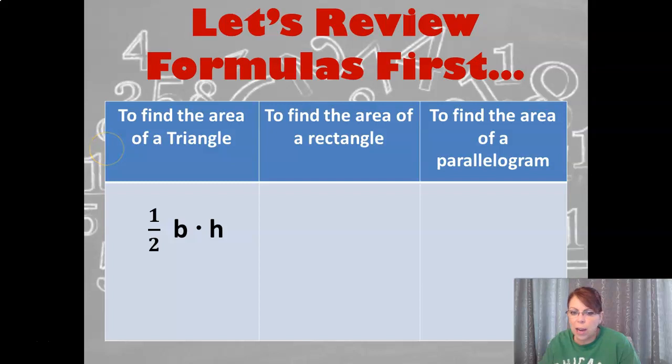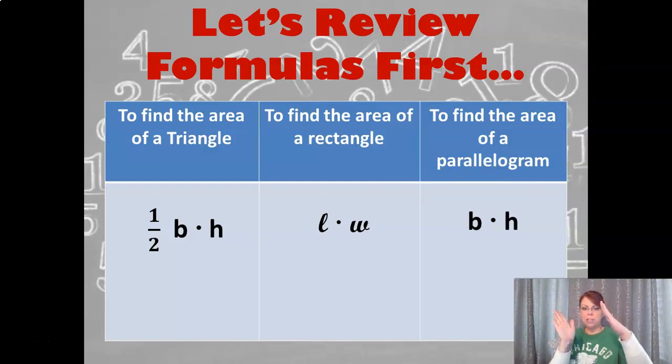So the area of a triangle, if you guys need this as a little cheat sheet, because this whole distance learning thing is so crazy. So if you need a little cheat sheet, this is the one that you want to write down. Area of a triangle, that formula is half of the base times the height, or base times height divided by 2. To find the area of a rectangle, that's just length times width, which is the exact same thing as base times height. And then to find the area of a parallelogram, remember a parallelogram is just a rectangle that's tilted, right? It's also base times height.